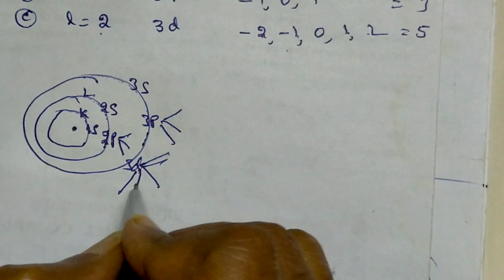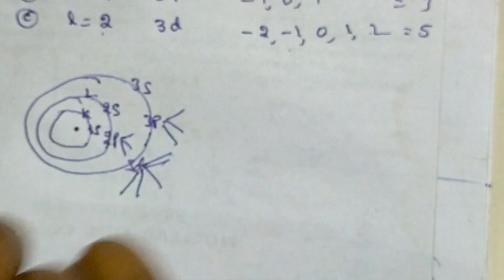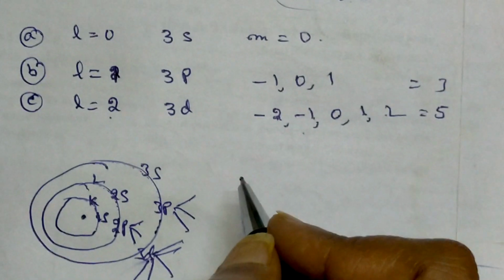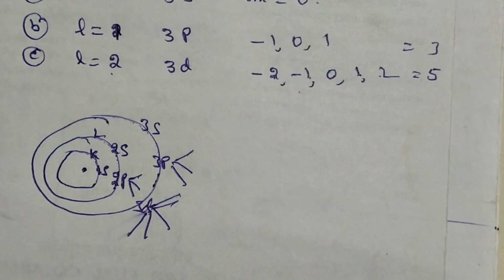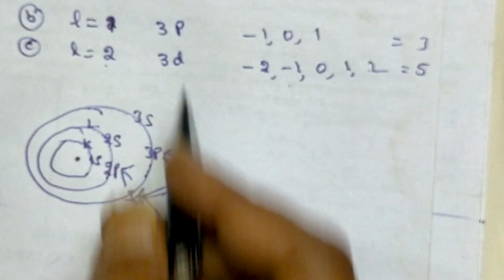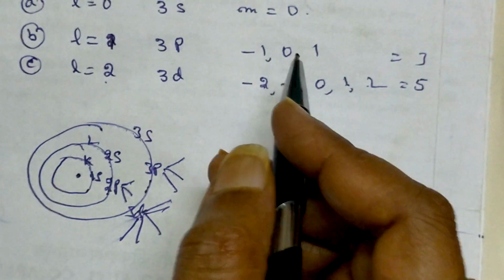1, 2, 3, 4, 5. These are subsets. Yes, it is only one. Like this it will go on, then F also will come. For N equal to 4, F will come. So F is the maximum we have. These are the shells and subshell values.